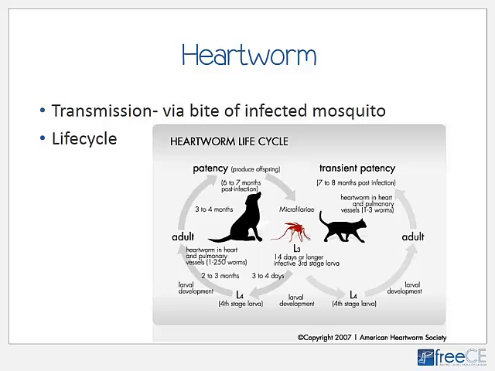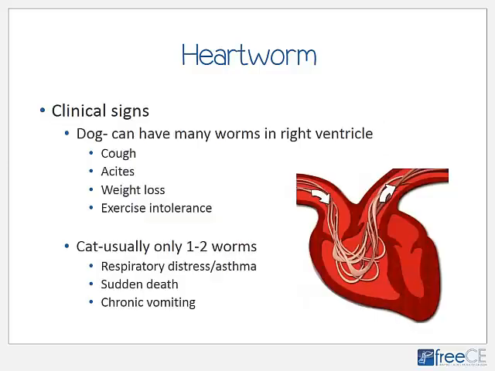Since they are not the natural host of the disease, in fact, it is a bit different. Cats usually only have 1 or 2 worms in their heart, and that makes it harder to detect the disease in the cat. So, what are the signs that a pet is infected with heartworms?